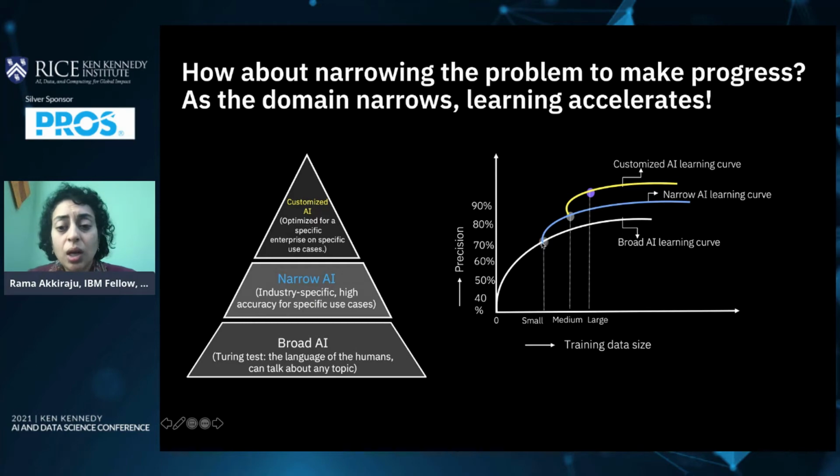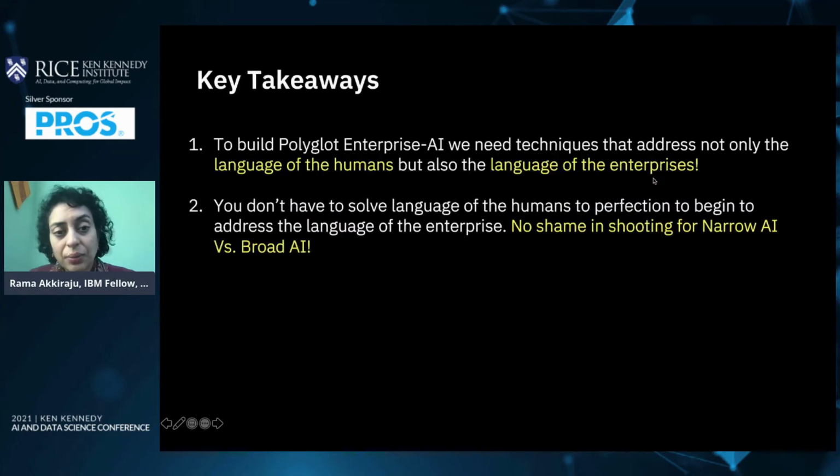Whereas you can ride different learning curves by changing the nature of the problem. You're not necessarily trying to solve this problem. You can solve a much narrower problem, and you can get to higher accuracy as opposed to being here. You can be here just with the same amount of data, and so on. So that is a key insight that there's no shame in trying to shoot for.